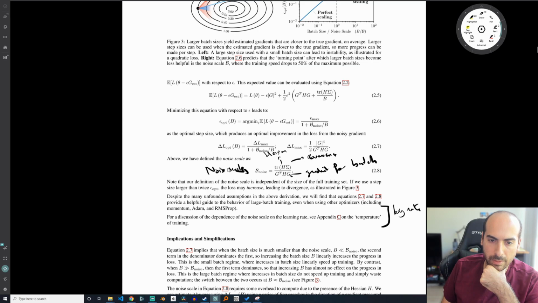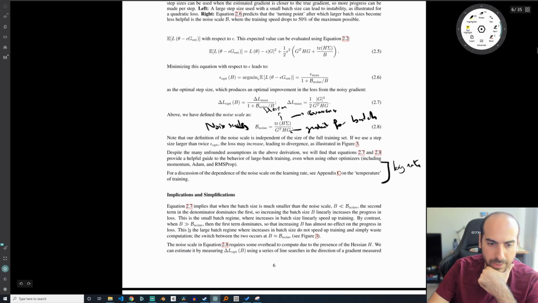If B is less than B noise, the second term in the denominator dominates the first. So increasing the batch size linearly increases the progress in loss. This is the small batch regime. By contrast, when B is greater than B noise, the first term dominates, so increasing B has almost no effect on the progress in the loss. This is the large batch regime, where increases in batch size do not speed up training and simply waste training computation.